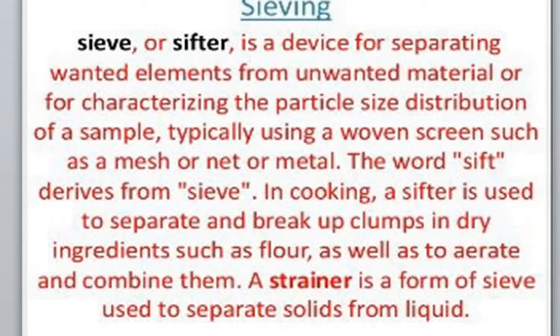Typically it uses a woven screen such as a mesh, a net or metal. The word sift is derived from the sieve. In cooking, a sifter is used to separate and break up clumps in dry ingredients such as flour, as well as to aerate and combine them. A strainer is a form of sieve used to separate solid from liquid.